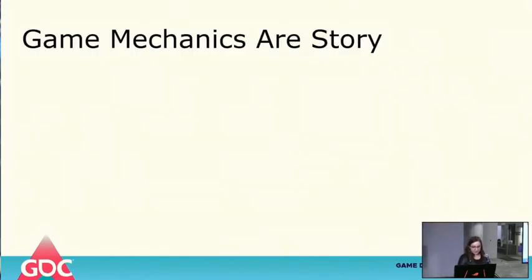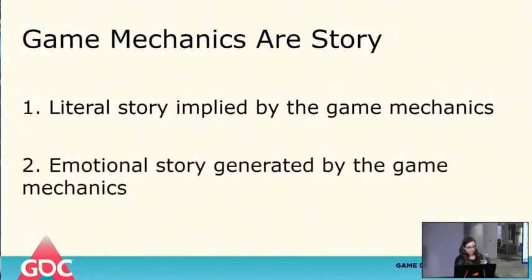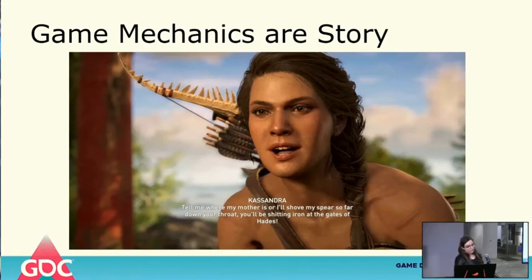So in practice, I find there are two helpful ways of looking at this. There's the literal story implied by the game mechanics. And by this I mean it's the plot, the theme, the characterizations, all of that kind of stuff. And then there's the emotional arc generated by the game mechanics. And so this is kind of like the arc of emotions, the emotional journey, all that kind of player-centric stuff. So the first one is easier to talk about, I find.